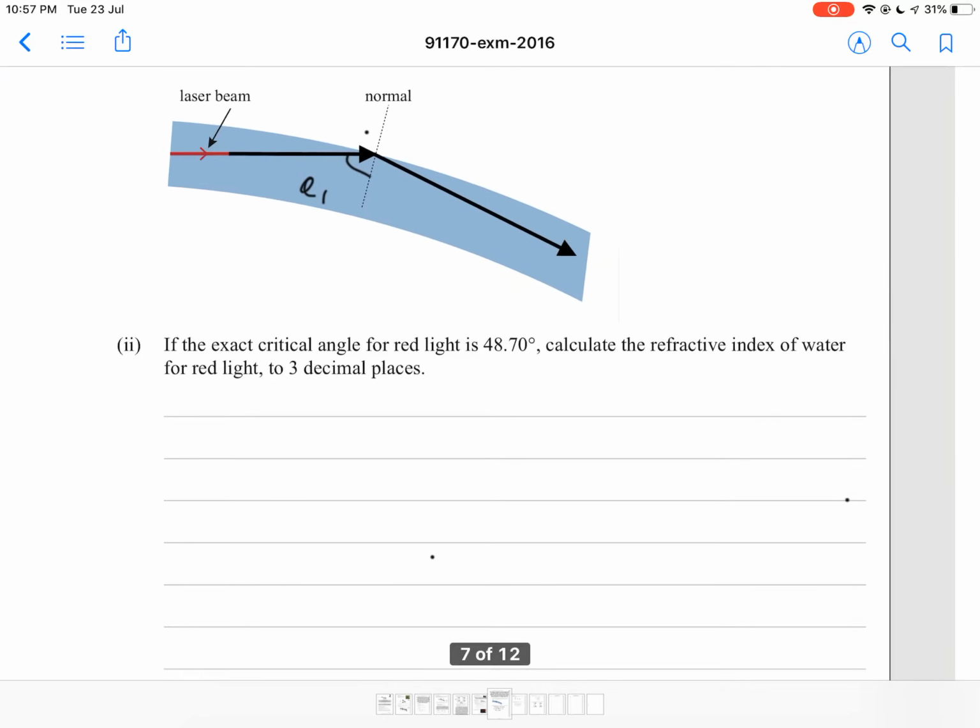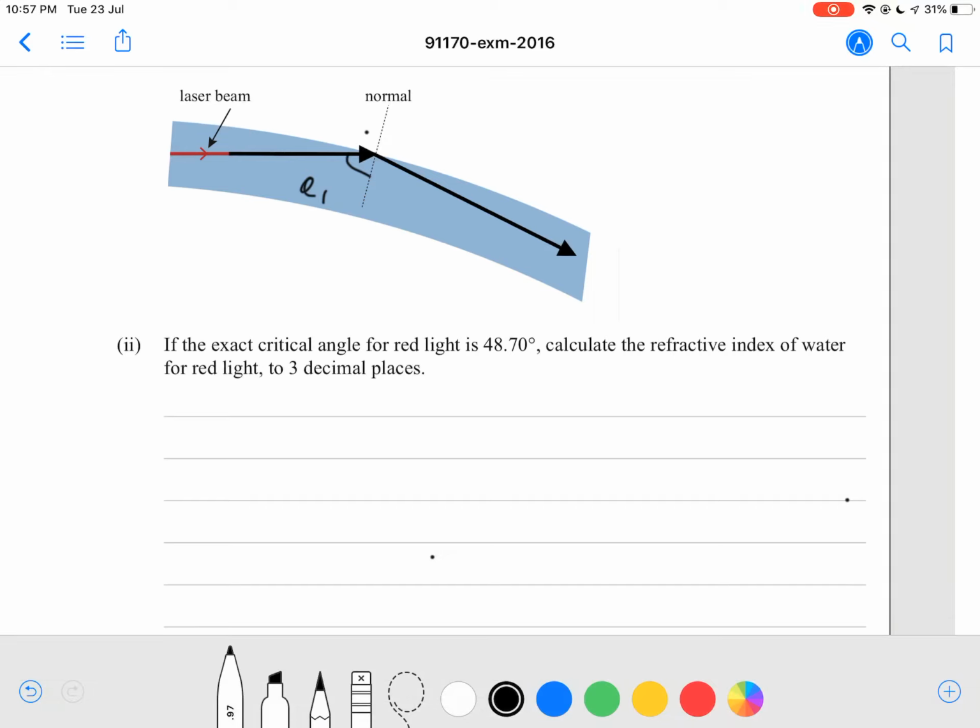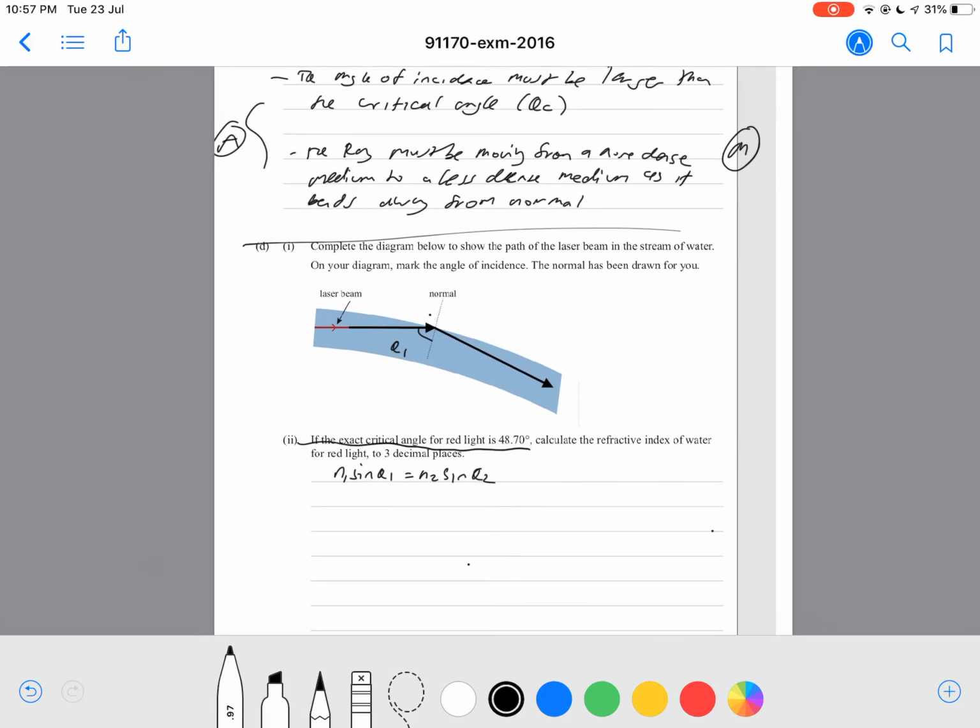Alright. If the exact critical angle for red light is 48.7 degrees, calculate the refractive index of water for red light to 3 decimal places. Once again, this is simply Snell's law, okay? n1 sine theta 1 equals n2 sine theta 2. The exact critical angle for red light is 48.7 degrees. So it's saying that when the angle of incidence is 48.7 degrees, the ray is going to refract at 90 degrees to the normal. So basically, when the angle of incidence is 48.7 degrees, the angle of refraction is 90 degrees. And it says to calculate the refractive index of water to 3 decimal places.